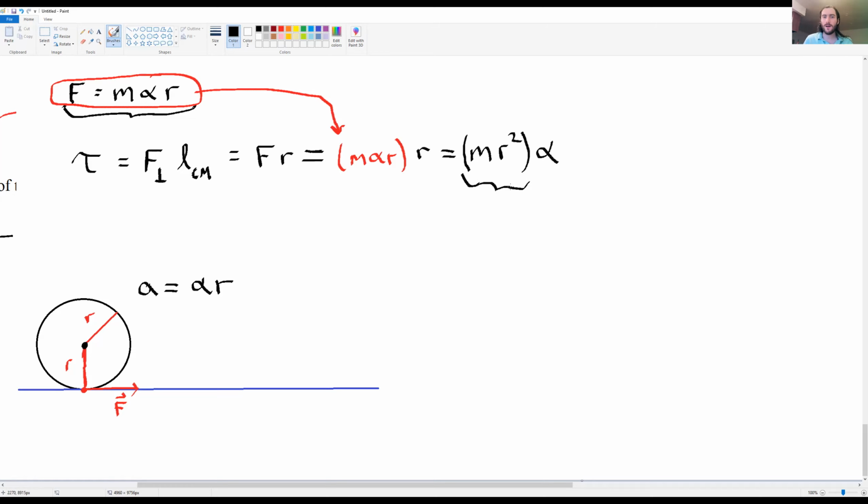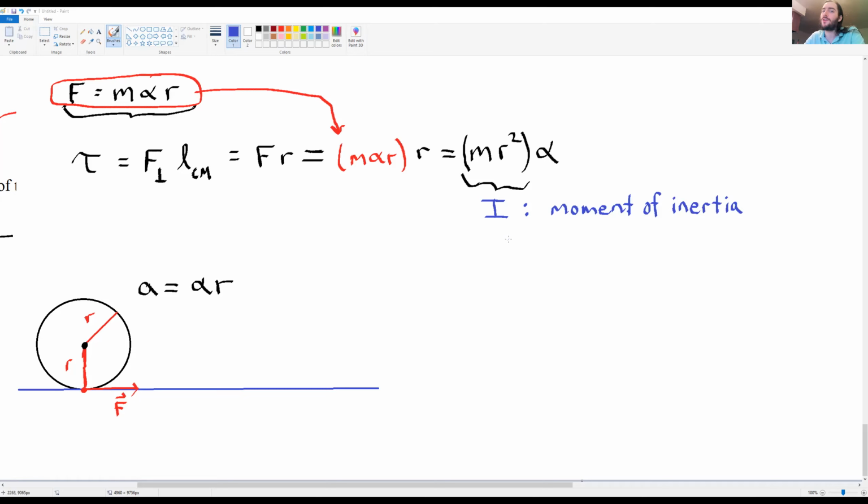Now mr squared, we have a name for that. We call it moment of inertia, and we use the symbol capital I. We call this moment of inertia. And this is where things start to get a little bit complicated in this chapter here. Moment of inertia is a kind of difficult concept to wrap our minds around.